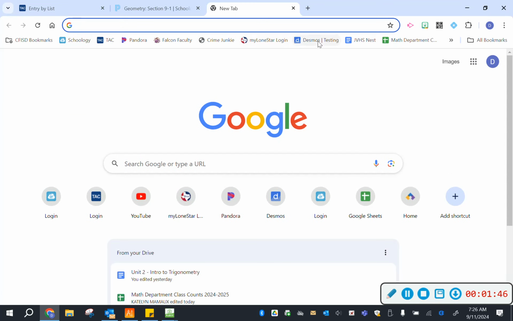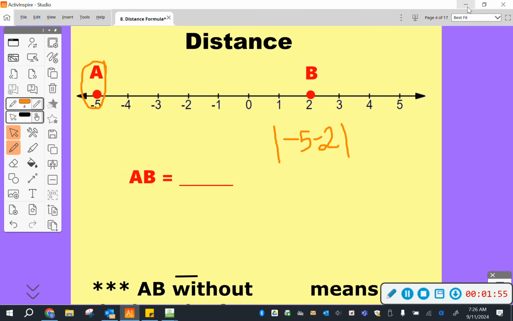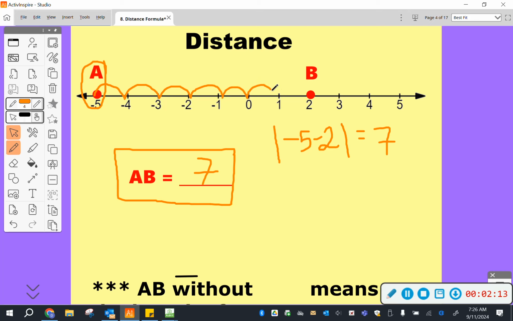Let me get my Desmos out. 7. -5 minus 2 is -7, but can I get a negative answer? No. So although it's -7, my answer is going to be +7. That is your answer. Is that the only way you could have done this? What else could you have done? You can just jump and count. 1, 2, 3, 4, 5, 6, 7. Whichever way you prefer to do this.